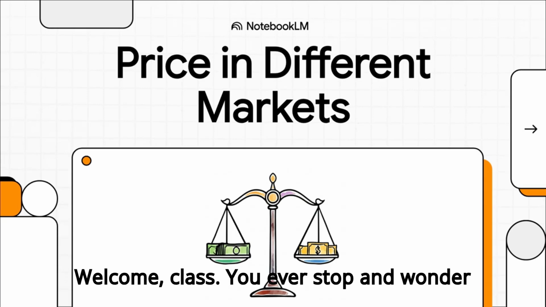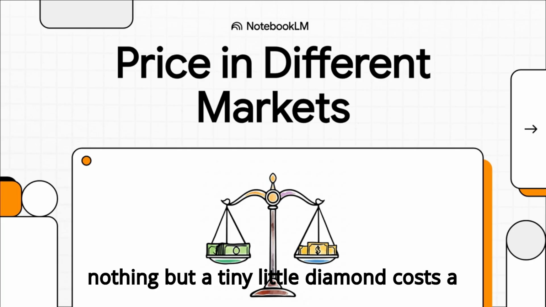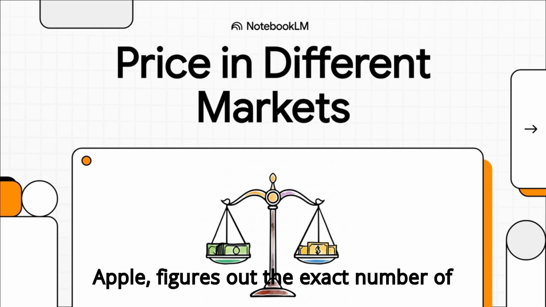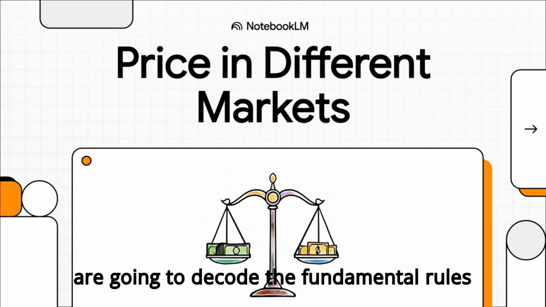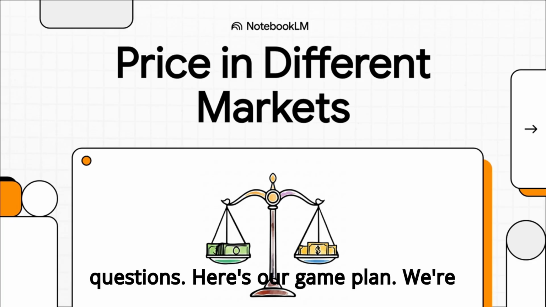Welcome, class. You ever stop and wonder why a bottle of water costs next to nothing, but a tiny little diamond costs a fortune? Or how a company, say like Apple, figures out the exact number of iPhones they should make? Well, today, we are going to decode the fundamental rules of the market that answer those exact questions.